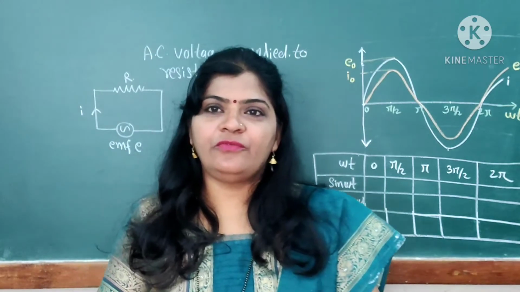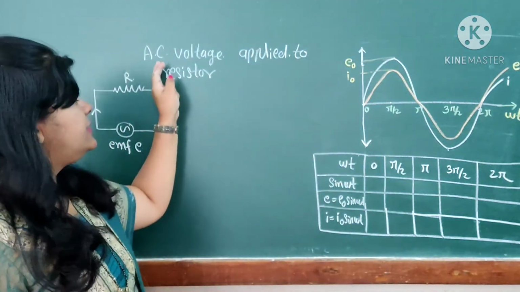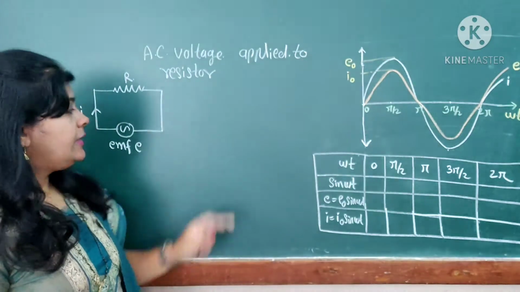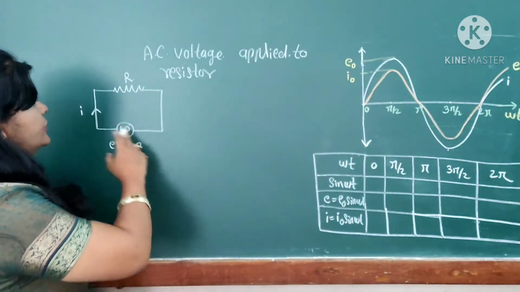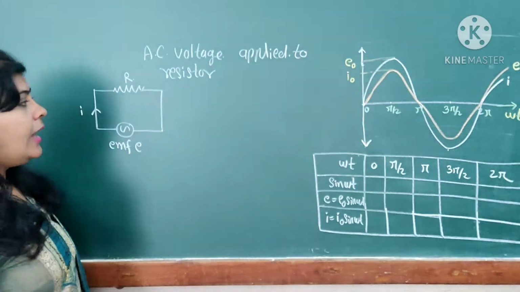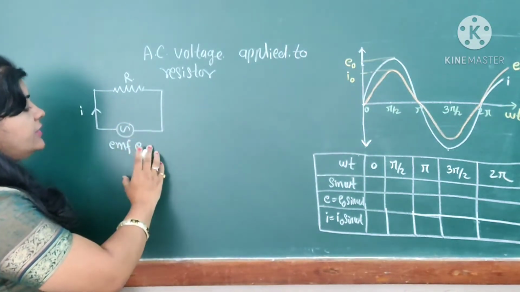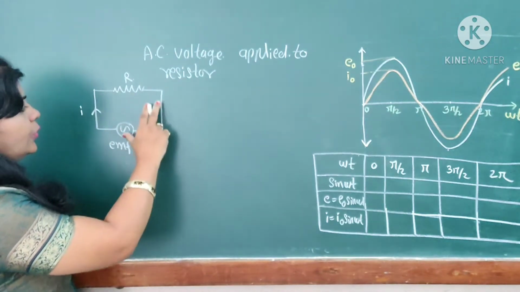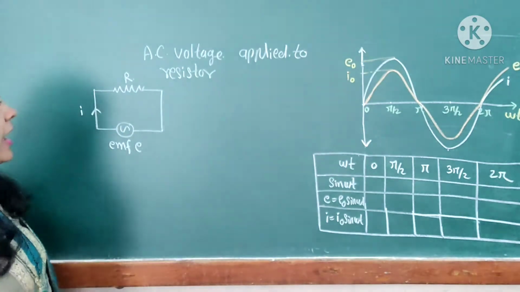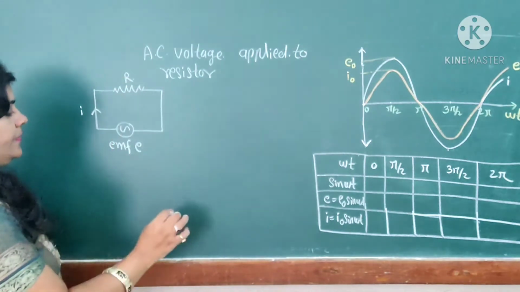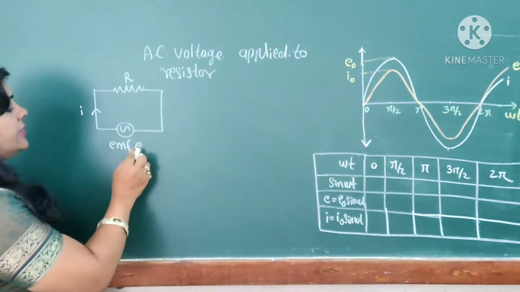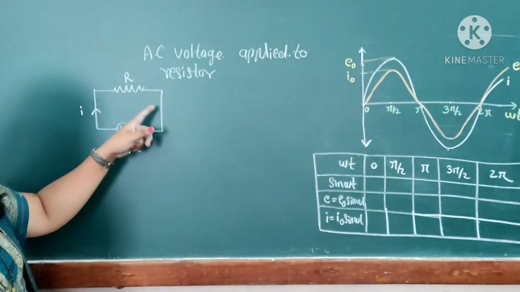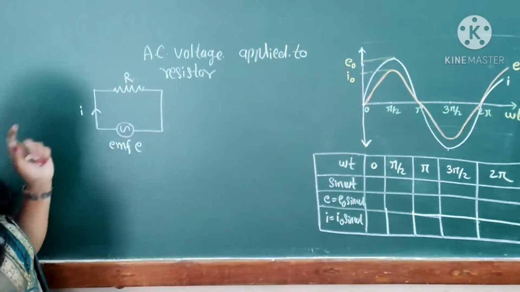Hello students, now we are learning about the AC voltage applied to a pure resistor. In that case, we are using a resistor, okay? And to this resistor we are connecting the AC voltage. This AC voltage is connected purely to the resistor, having resistance R. This AC voltage has EMF E, and the current flowing through this circuit is I.